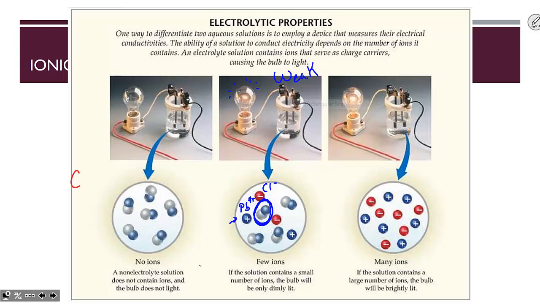These are normally things made up of all non-metals. For example, sugar. When you place sugar in water, sugar, all non-metals, does not dissociate from one another. This is a non-electrolyte.